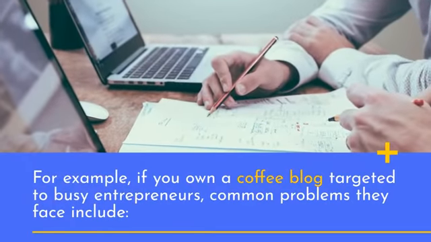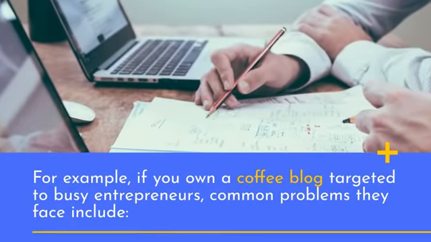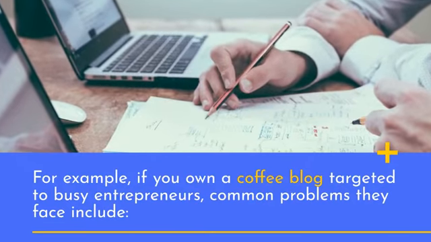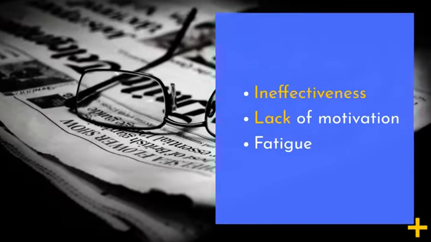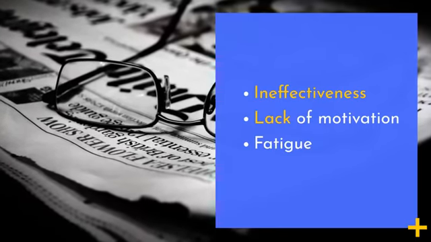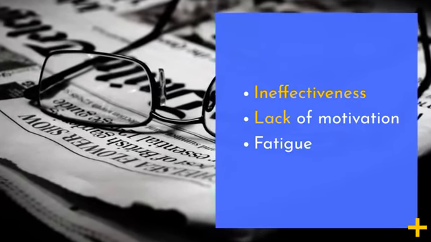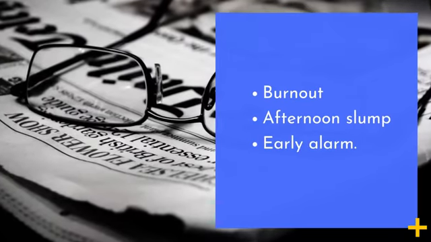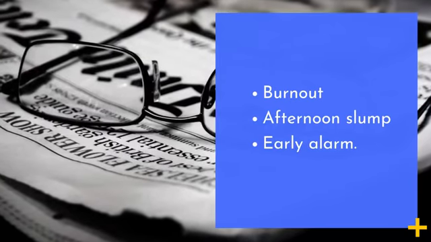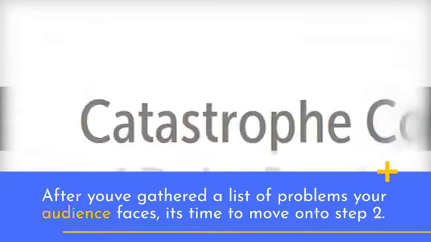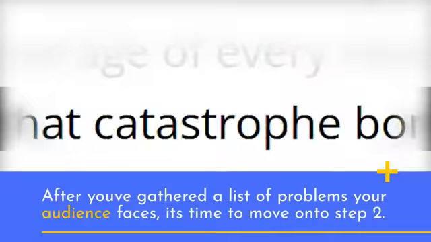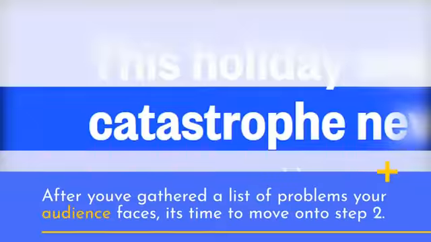For example, if you own a coffee blog targeted to busy entrepreneurs, common problems they face include ineffectiveness, lack of motivation, fatigue, burnout, afternoon slump, early alarm. After you've gathered a list of problems your audience faces, it's time to move on to Step 2.